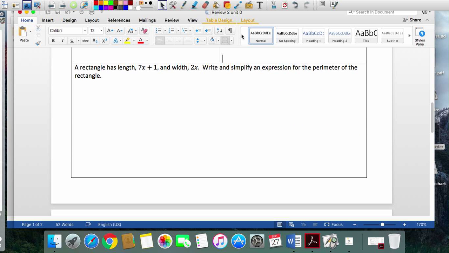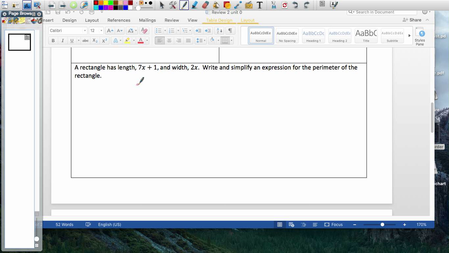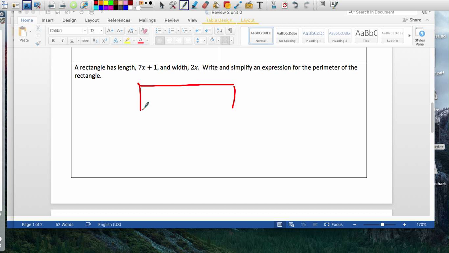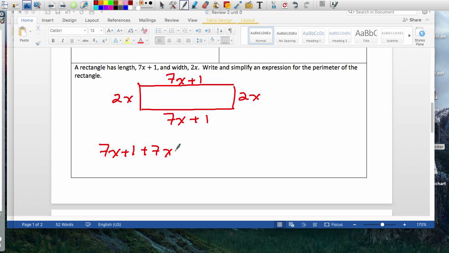So here we have a rectangle, and the length is 7x plus 1. So if this is 7x plus 1, guess what? This is also 7x plus 1. The width is 2x, which means that this is also 2x. And we're asked to write and simplify an expression for the perimeter of the rectangle. So we need to find the perimeter. To find the perimeter, we're going to add all the sides: 7x plus 1 plus 7x plus 1 plus 2x plus 2x.